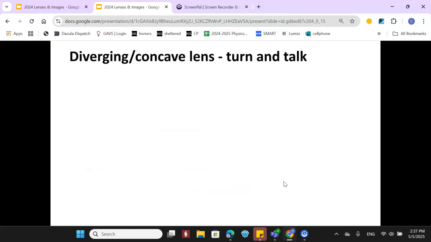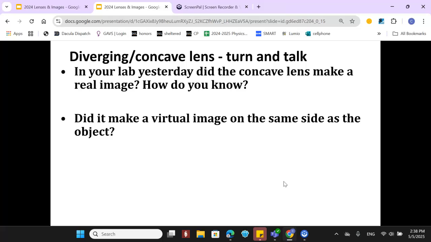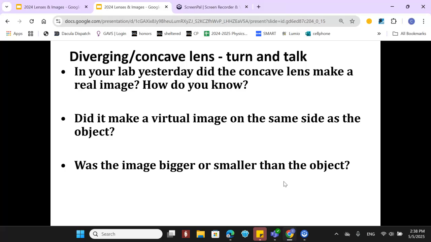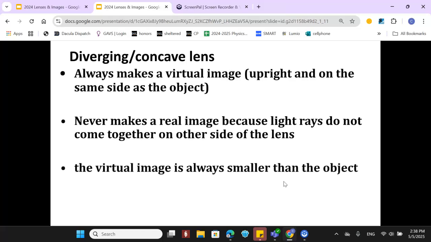All right, last thing, diverging concave. So you guys did the diverging lens yesterday in the lab, and you should have seen a couple of things. So you should have just answered these questions. So the concave or diverging lens did not make a real image because the light rays didn't cross on the other side. It did make a virtual image on the same side as the object. And it was smaller than the object. All three of these will always be true for a diverging or concave lens.